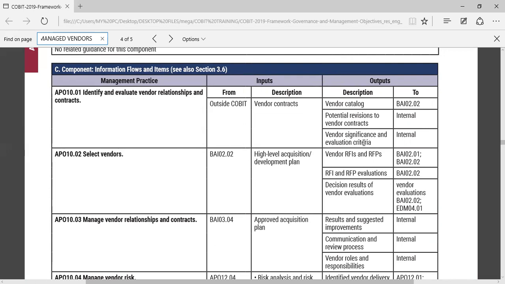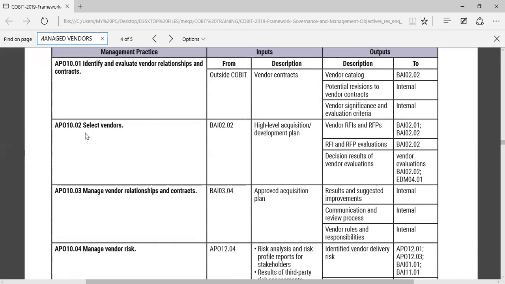Okay, so that is related to APO 10.01. All right, documentation, information we need for APO 10.02, select vendors. We need a high-level acquisition development plan. How do you get your software? Planning for system development plan. How do we acquire software? How do we develop software in the organization? That's what that is talking about.